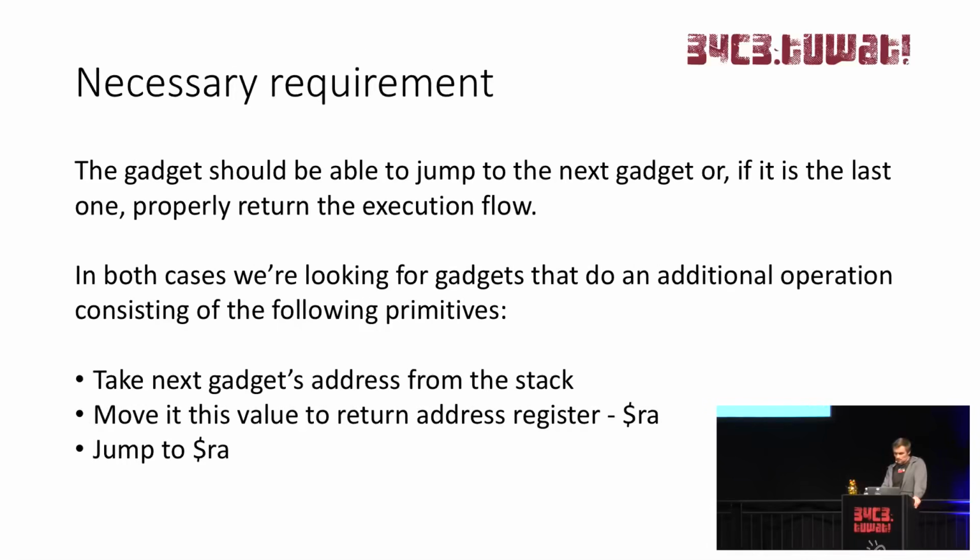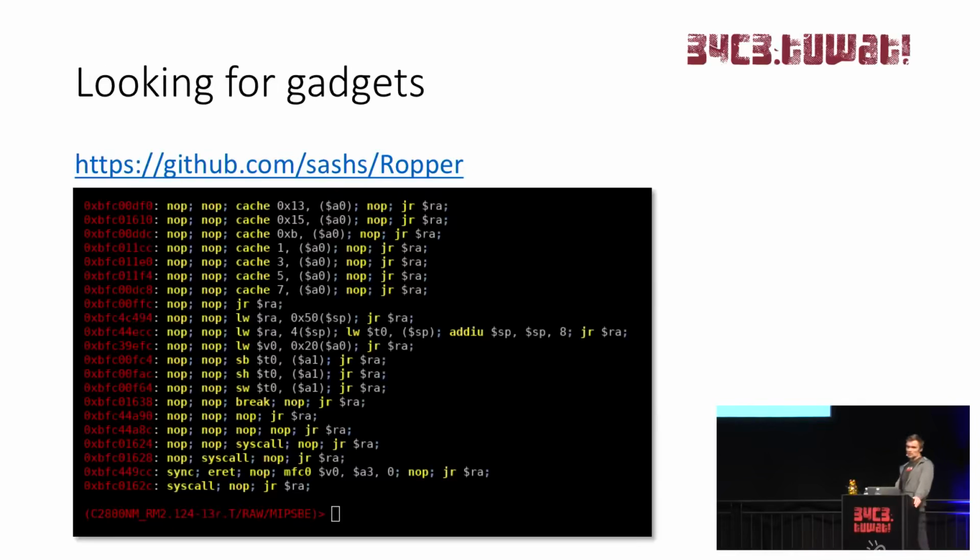So we actually want to find gadgets that also load data from the stack to the return register, so we can jump to the next gadget. You don't have to look for these gadgets manually in IDA. There are a lot of different tools for building ROP chains. One of those tools is Wrapper. You can find it on GitHub. It's a really handy tool. You just search for the necessary instructions to build the necessary ROP chain.